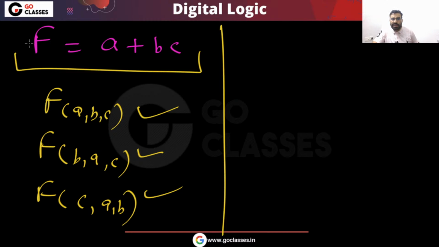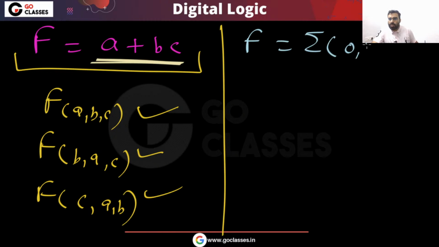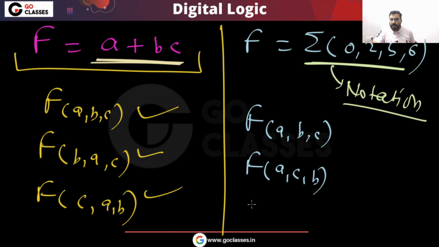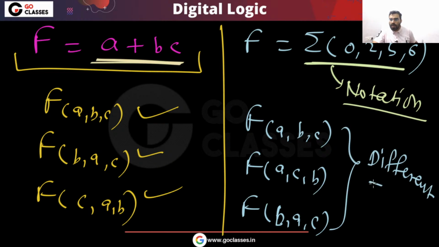If I give you f equal to a or bc, then order does not matter because the expression is given to you. But if I tell you f is equal to summation, 0 to 5 6, if I give you this notation, now order matters. Now if I write ABC, ACB, BAC, all these will be different.